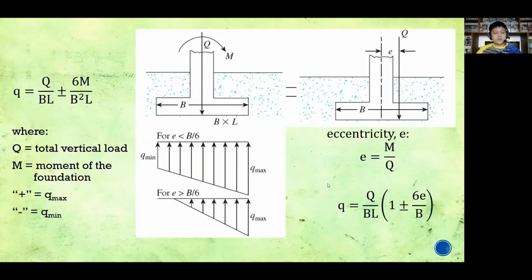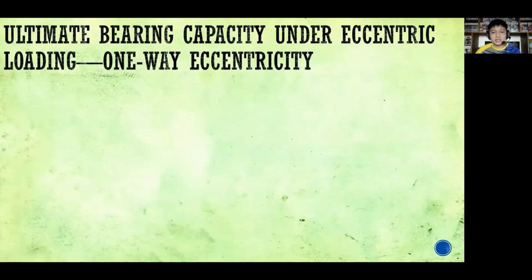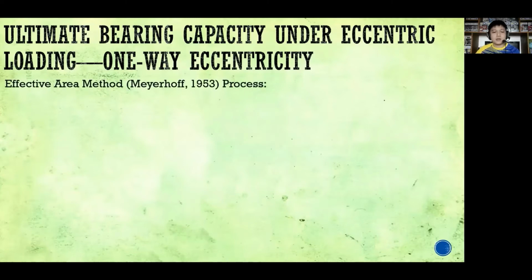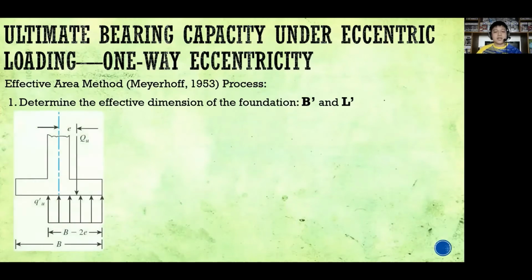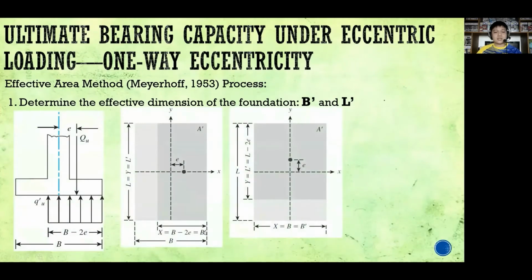But to simplify this, let's consider the process for one-way eccentricity, which is inspired by the effective area method of Meyerhof. For process number 1, we need to determine the effective dimensions of the foundation, B prime and L prime. If your load is concentrated at a certain point where E is along the width B, then X is equal to B minus 2E, which is your B prime, and L, or your Y, is equal to L or L prime.